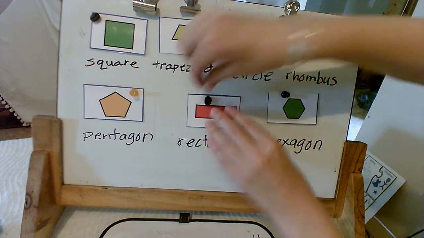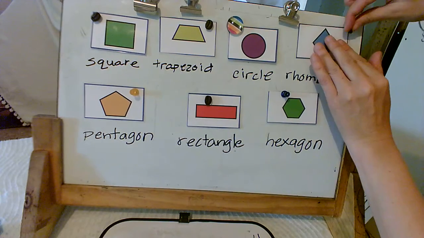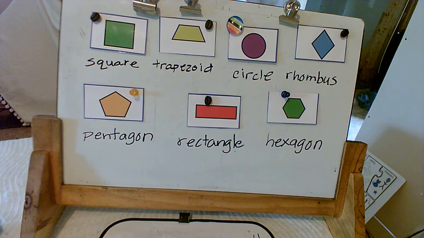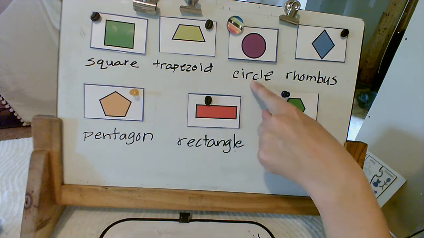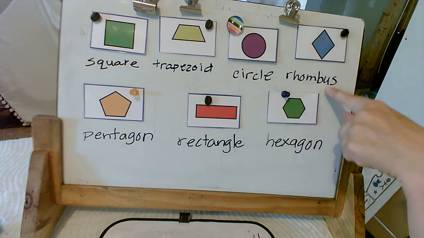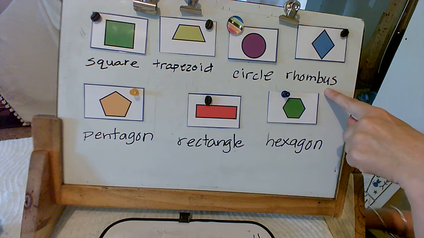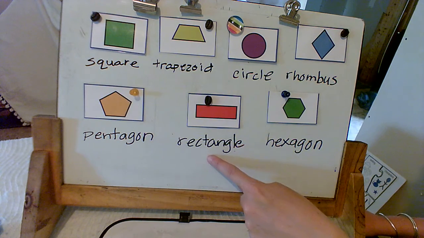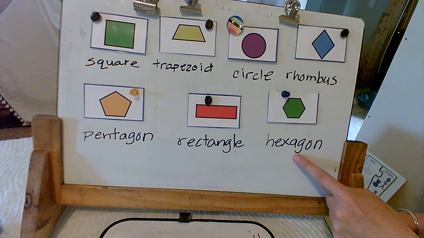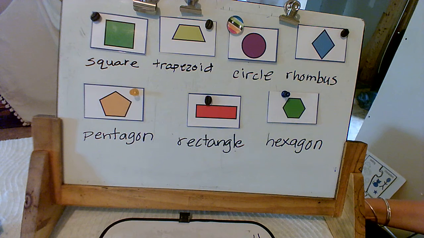So I'm going to put these up here one more time so we can see the difference in the shapes. Remember, a square has 4 sides, a trapezoid has 4 sides, a circle is round, a rhombus has 4 sides and is shaped like a diamond, a pentagon has 5 sides, a rectangle has 4 sides, and a hexagon has 6 sides. So I'm going to pause my video so that I can get your activity ready.